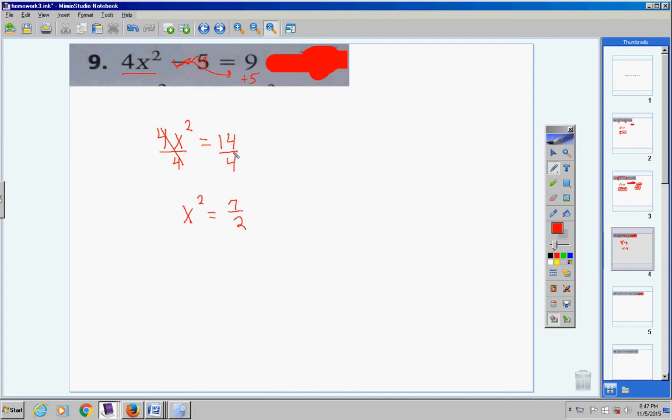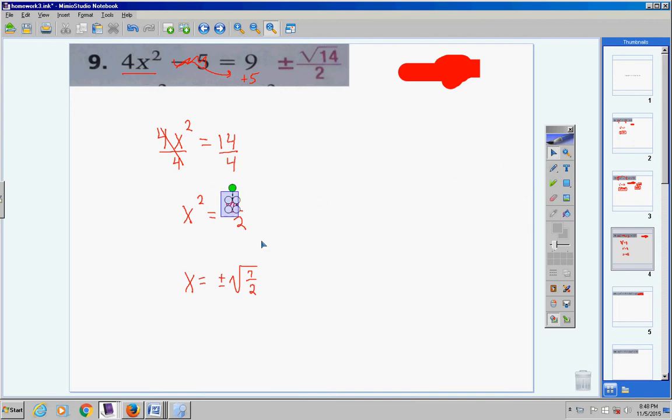And of course, students, where I got 7 over 2, I reduced 14 over 4. Now, take the square root of both sides. The square root of x squared is x, and the square root of 7 halves would be this answer here. If you type this into your calculator, you will get the exact same decimal as if you typed this into your calculator. So where did this come from? I'll be honest with you, either answer's fine.